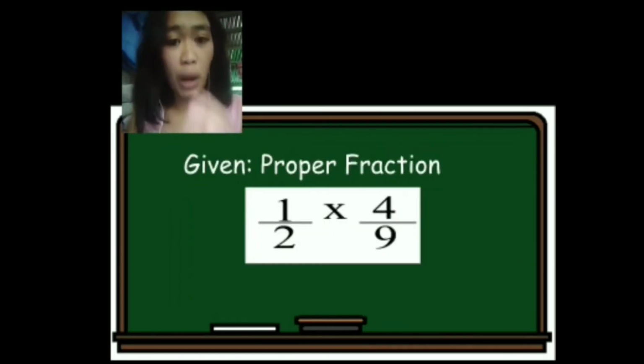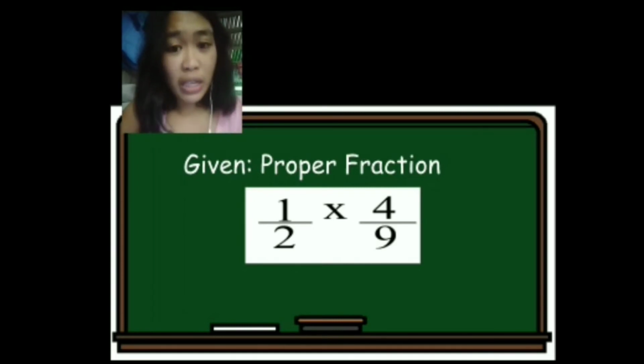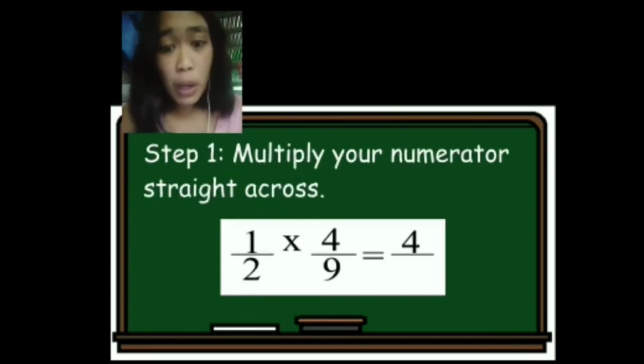Okay, given this proper fraction, 1/2 times 4 over 9. Let's first understand what a proper fraction is. A proper fraction is a fraction whose numerator value is less than the denominator. As you look here, the numerator is smaller and the denominator is bigger. Now, next slide.